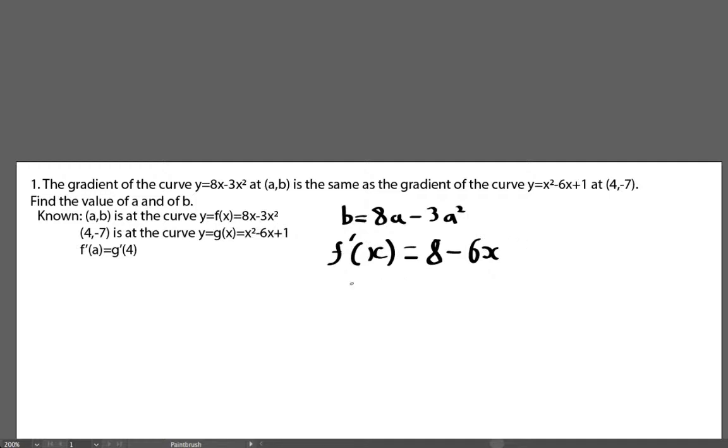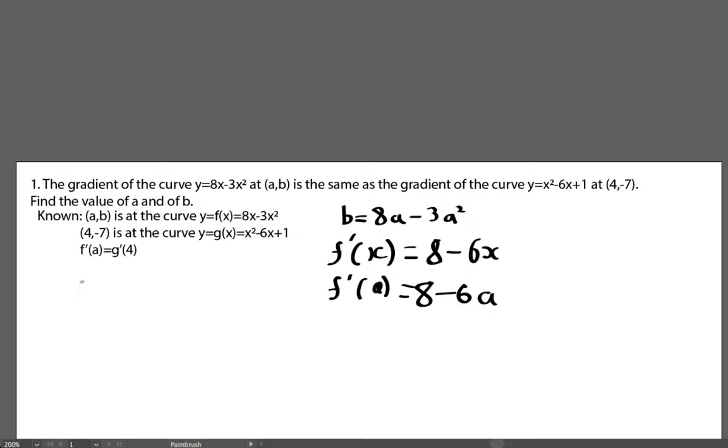And so when you just plug in f derivative of a, this must equal 8 minus 6a. There you go.